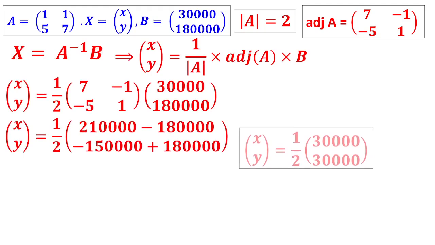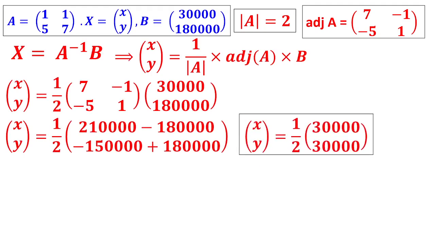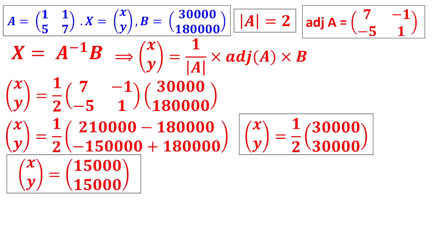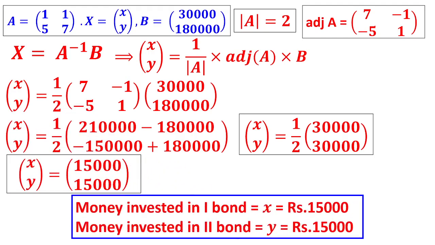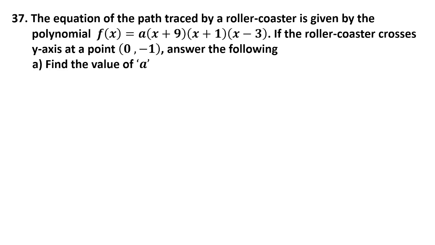And by multiplying them you are getting 1 by 2 into 30,000 by 30,000. Therefore x is 15,000 and y is also 15,000. Go to question number 37.